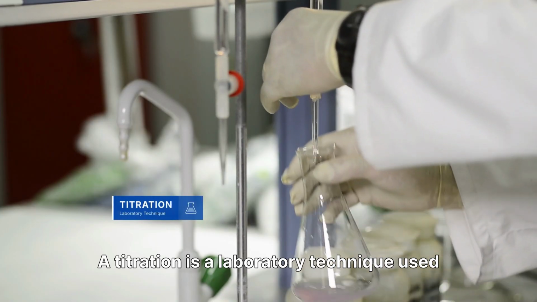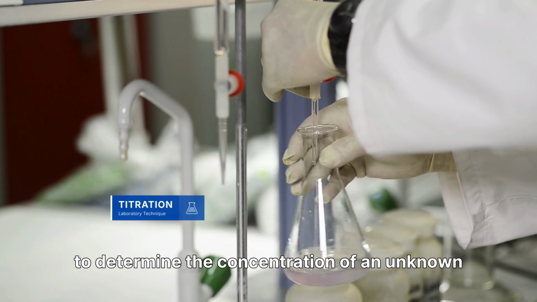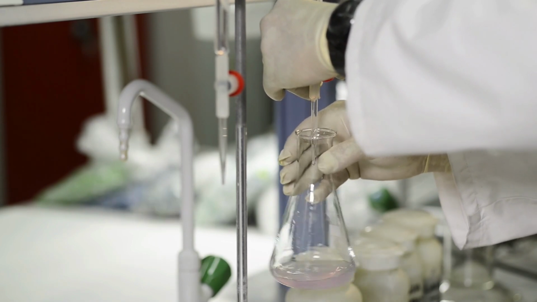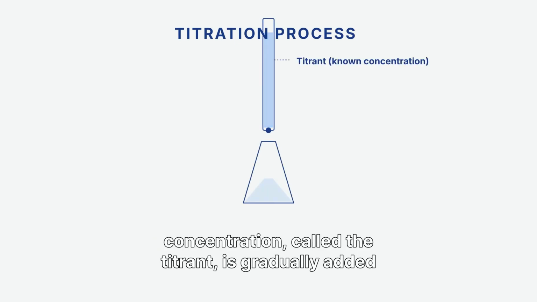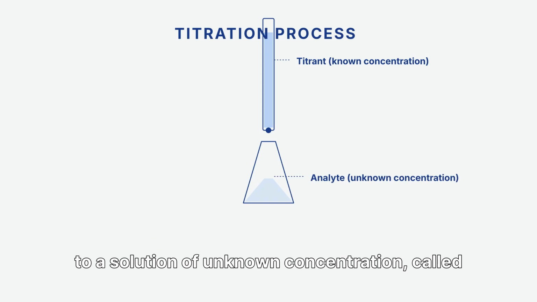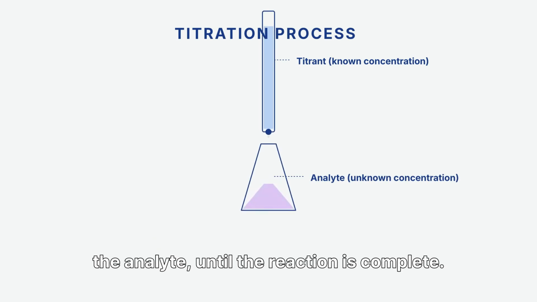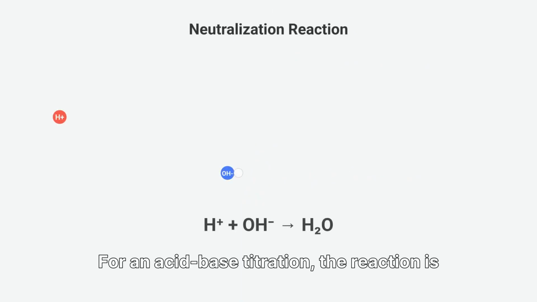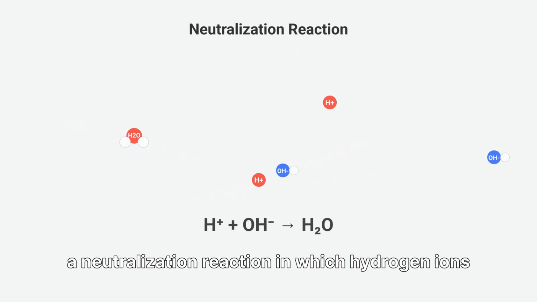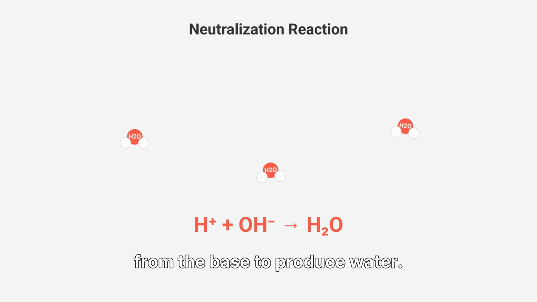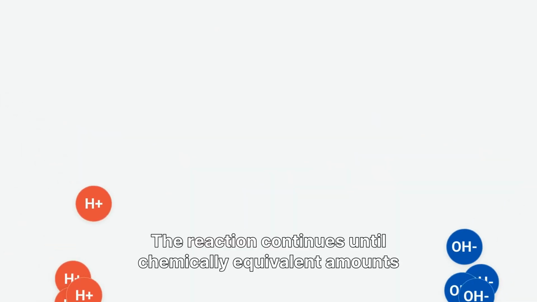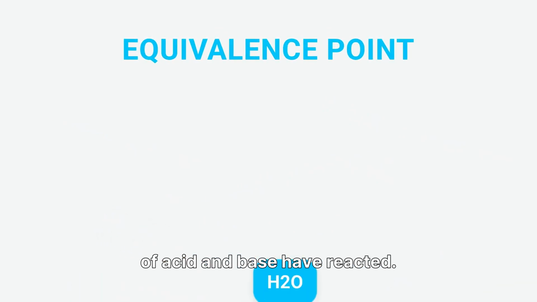A titration is a laboratory technique used to determine the concentration of an unknown solution. During a titration, a solution of known concentration, called a titrant, is gradually added to a solution of unknown concentration, called the analyte, until the reaction is complete. For an acid-base titration, the reaction is a neutralization reaction in which hydrogen ions from the acid react with hydroxide ions from the base to produce water. The reaction continues until chemically equivalent amounts of acid and base have reacted.